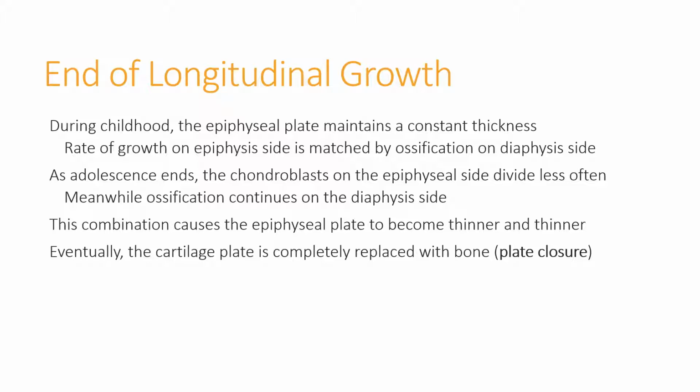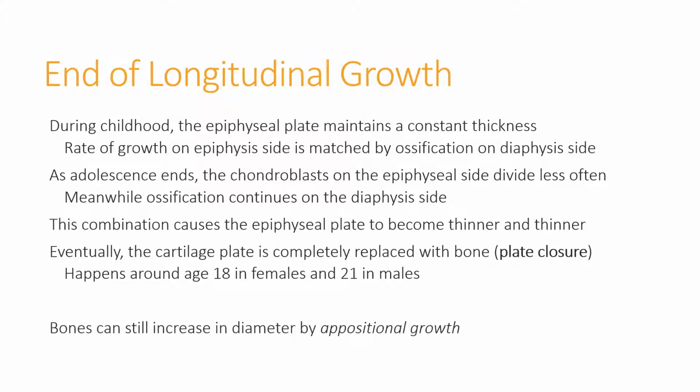Eventually, the cartilage plate is completely replaced with bone, a process called plate closure, at which time the bones no longer increase in length. This happens around the age of 18 in females and around the age of 21 in males. Even though the bones have stopped increasing in length, they can still increase in diameter by the process of appositional growth.